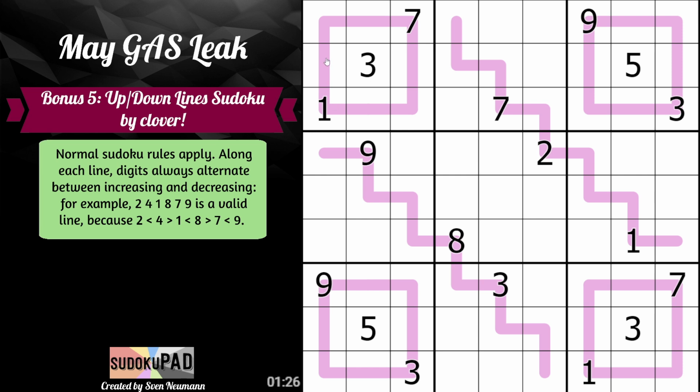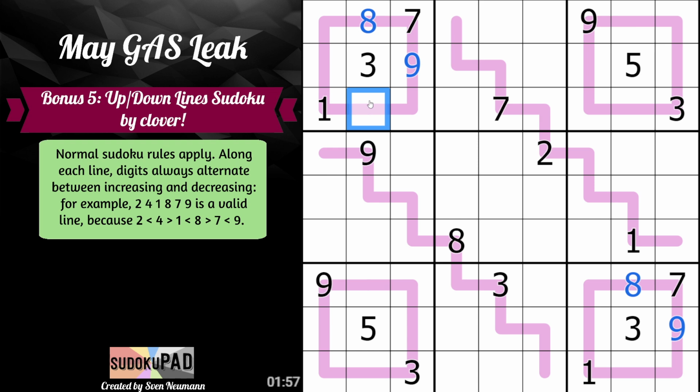In any case, 137. So 1 has to increase, then we decrease, then we increase, then we decrease to 7. How do we decrease to 7 in two different ways? The only way we can do that is with 8, 9, and we know the order. This is 9 and this is 8. And symmetry tells us 8, 9, just the same. Here's the tricky part though. We need to decrease and then increase.